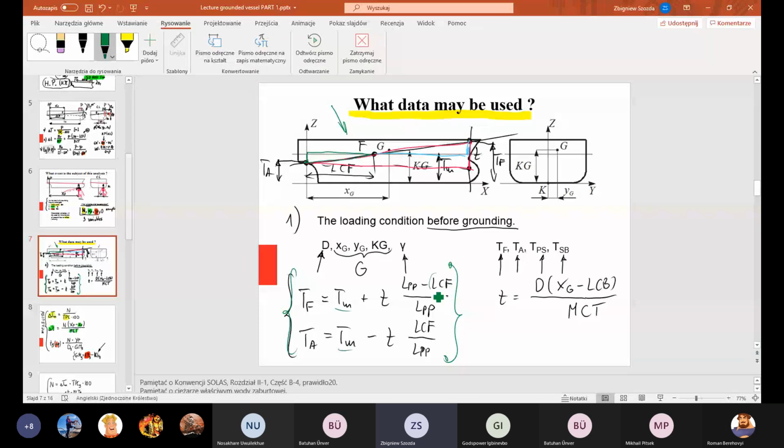Mean draft, LCF, longitudinal position of the center of flotation, LCB, longitudinal position of the center of buoyancy, MCT, moment to change trim. Where is the source of data? All green variables may be read from the hydrostatic table. So coming back to the idea, if you know displacement and the longitudinal position of the center of gravity, and additionally you have the hydrostatic table, you can calculate fore and aft draft in your loading condition.